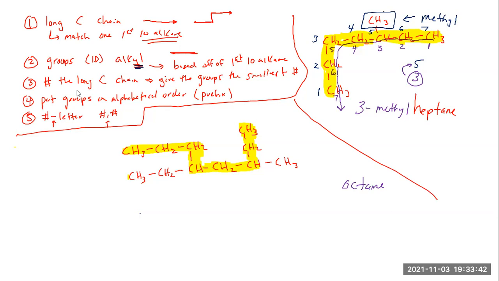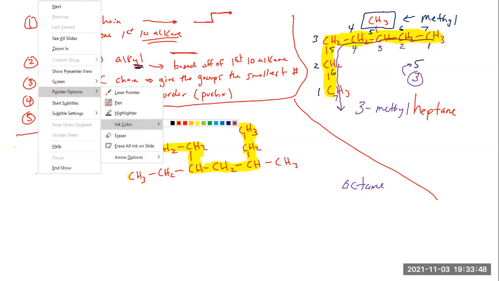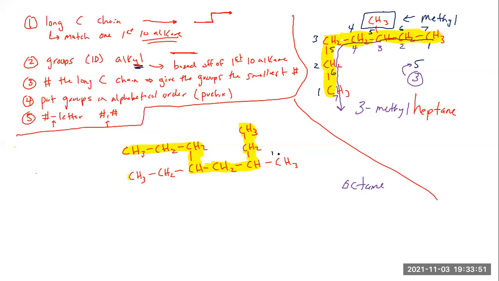Once we have our main chain, we want to identify what groups there are. So obviously hanging off of here, we have a 1 carbon group, and hanging off of here, we have a 2 carbon group. 1 carbon group based off of methane, which then becomes a methyl group. 2 carbon group based off of ethane, ANE, gets dropped. Again, we put in the YL, and that is what is known as an ethyl group. Any questions on that so far?